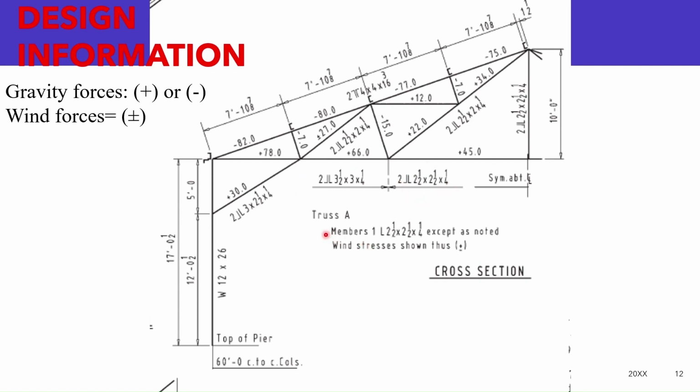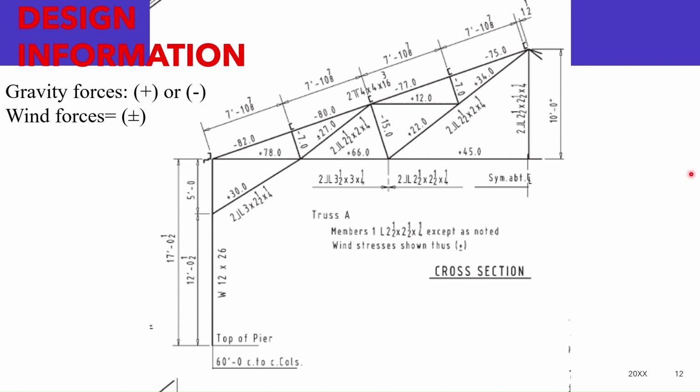So here one note is given. Members 1L 2.5 by 2.5 by 1/4 except as noted. Wind stresses shown thus plus-minus. So here for this member plus-minus 27 is given. This is also minus 15, so it is in compression. Column, it is W12 by 26.